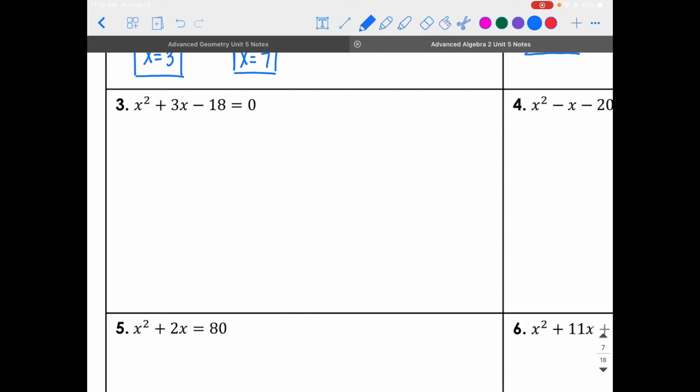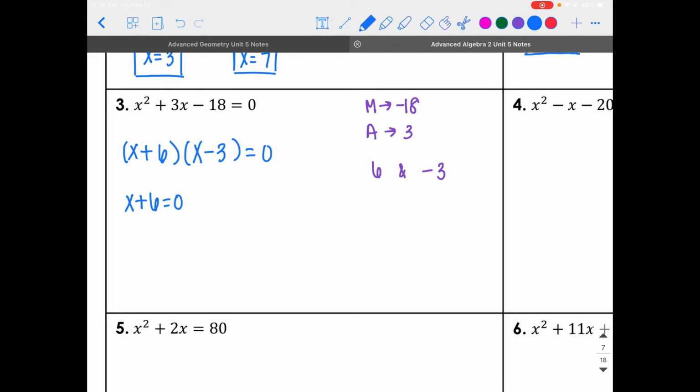All right, so number 3, we're looking for two numbers that multiply to be negative 18 and add to be 3. Think about it. Those would be 6 and negative 3. 6 times negative 3 is negative 18. 6 plus negative 3 is 3. So we have x plus 6 and x minus 3, and that's equal to 0. So I set x plus 6 equal to 0 and x minus 3 equal to 0.